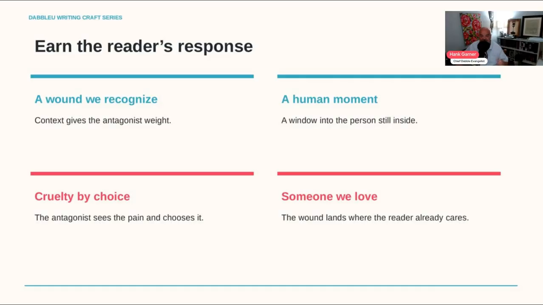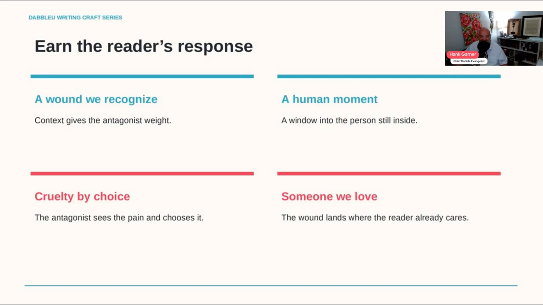Dolores Umbridge does not need to be the most powerful enemy in the Harry Potter world. She earns the reader's hatred in a small room with a punishment quill. She uses authority to hurt a child while hiding behind rules and a pink smile. Power is not what makes the moment work. Choice does.